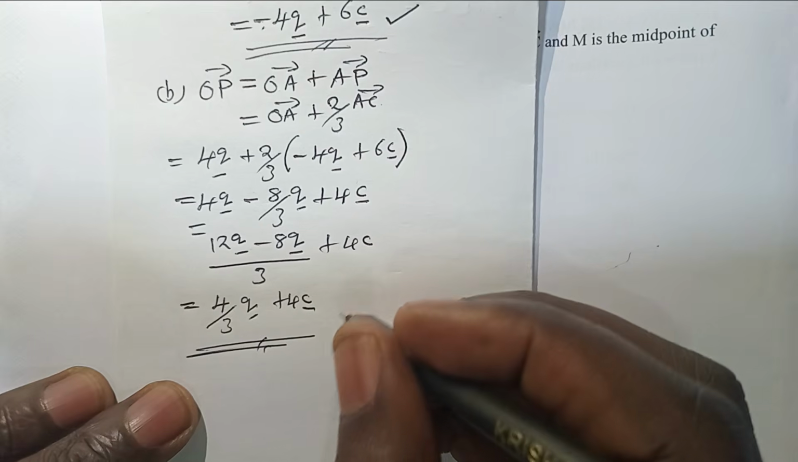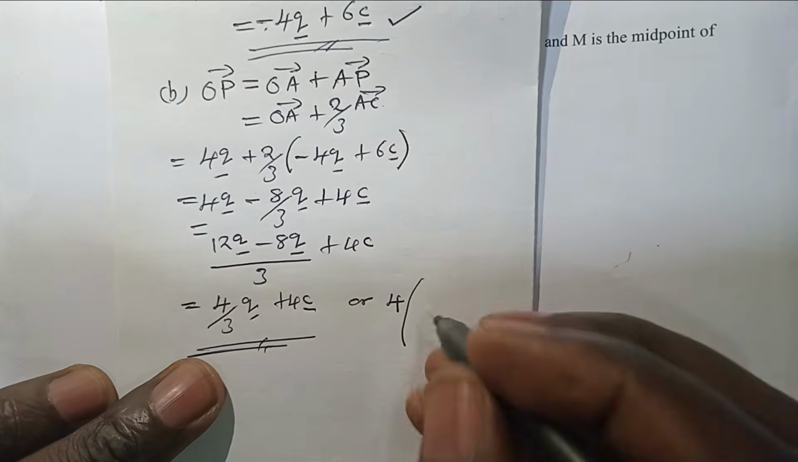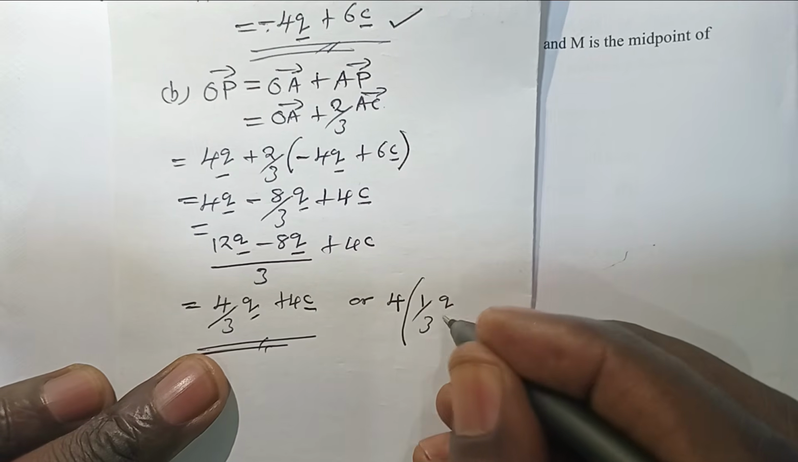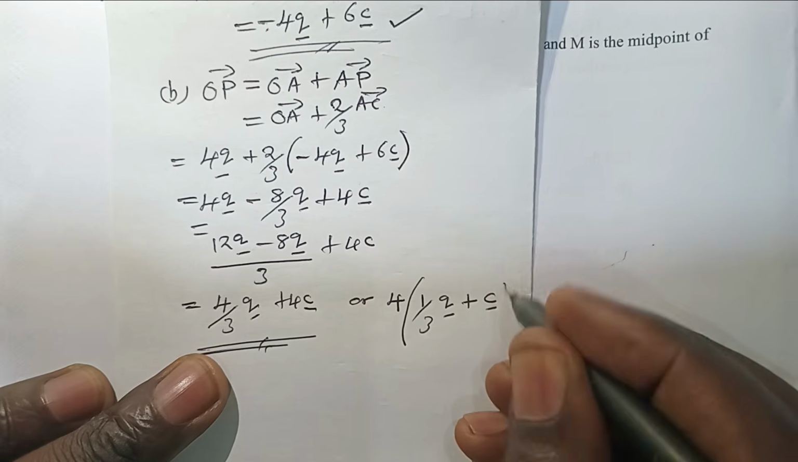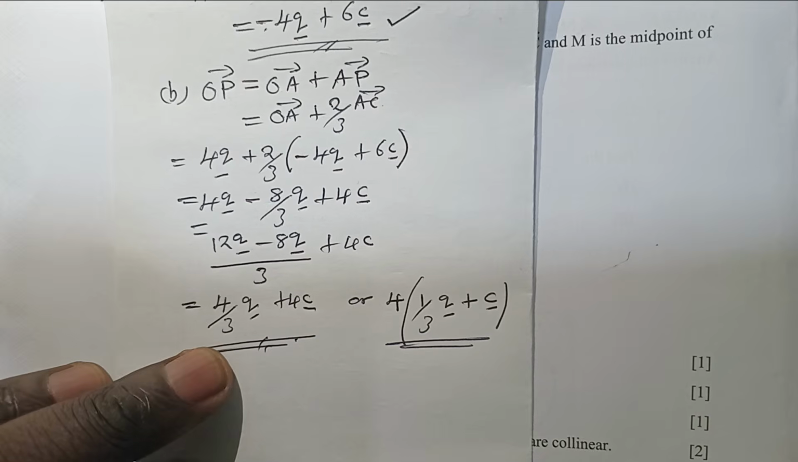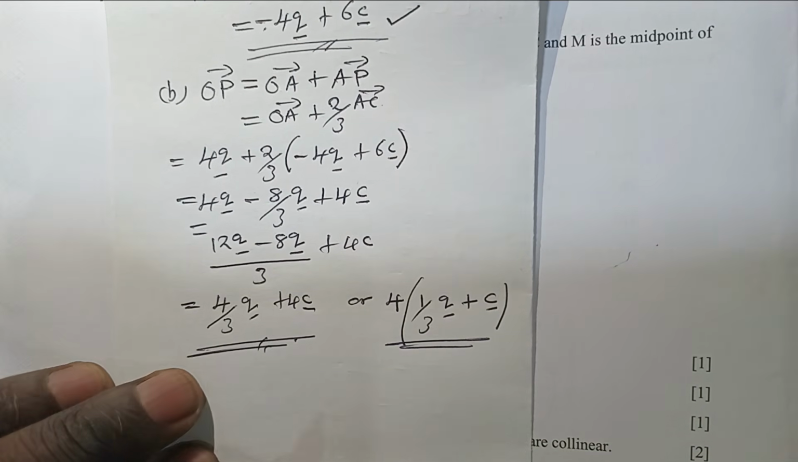So we can leave it at this, or we can factor out the 4 so that this now becomes 4 out. Inside we remain with 1/3 q under bar plus c under bar. This and this are the same actually. So that is for the second part.